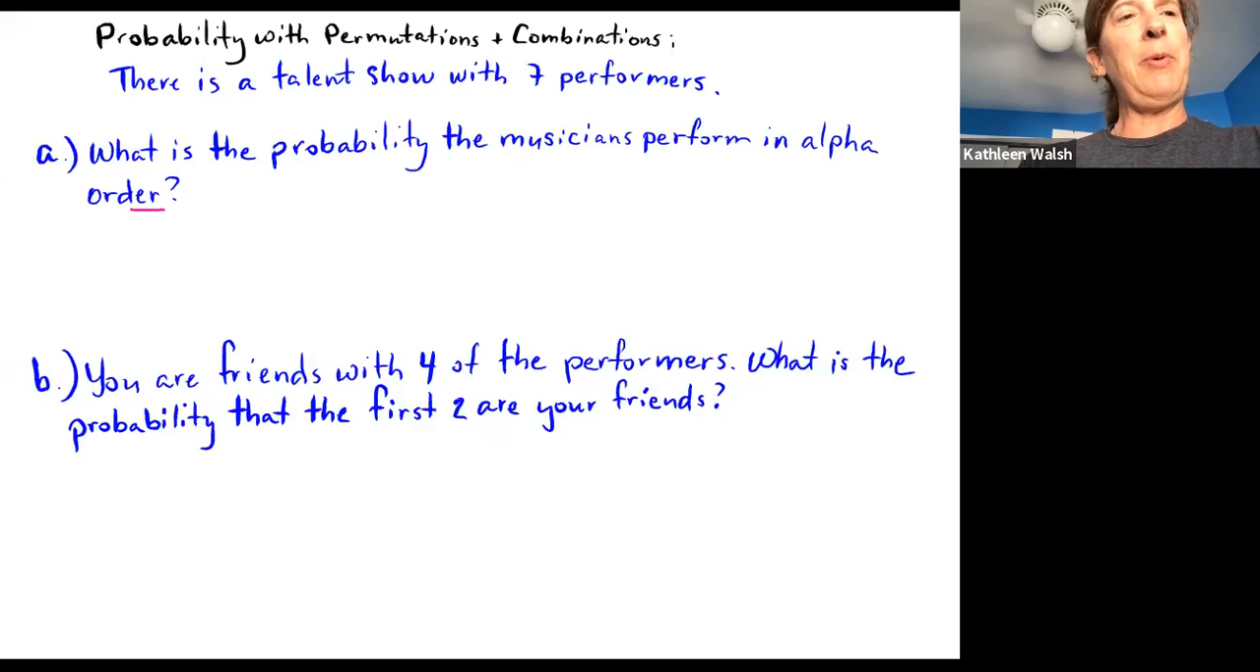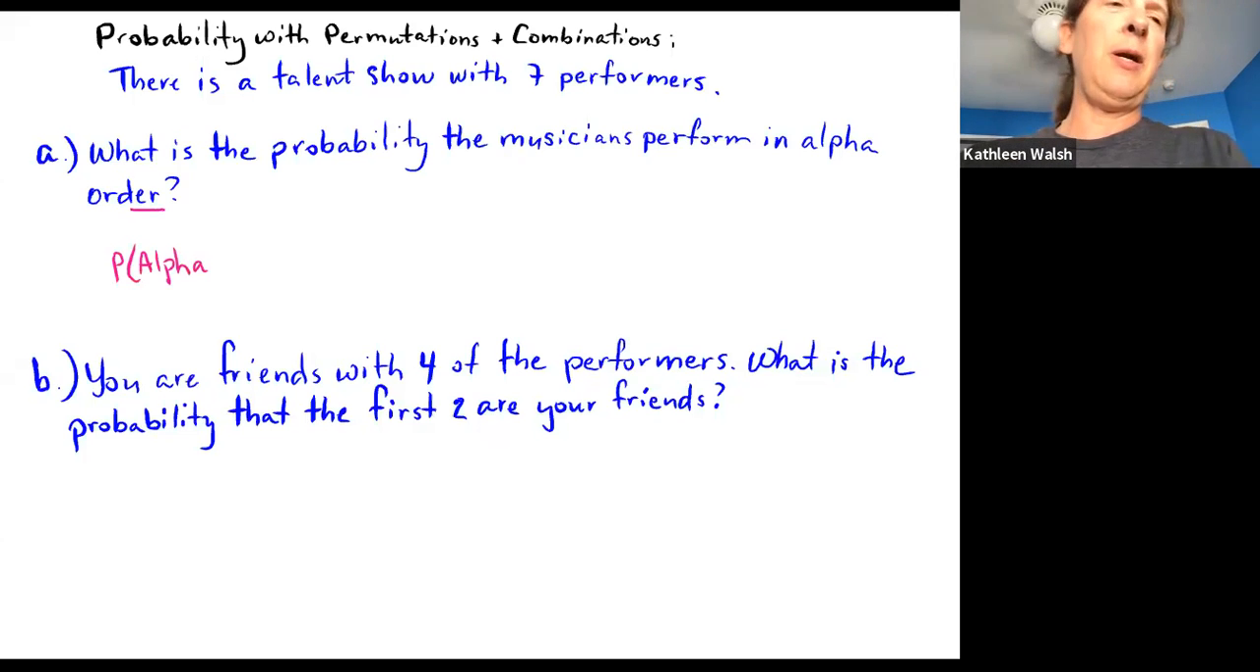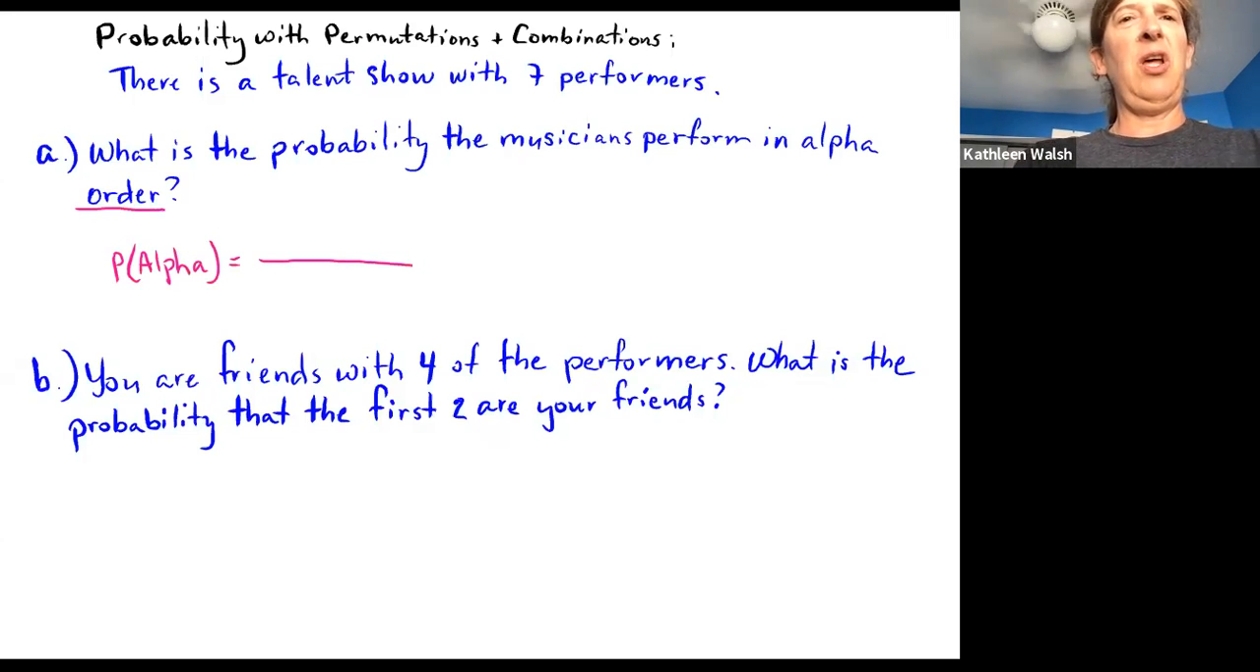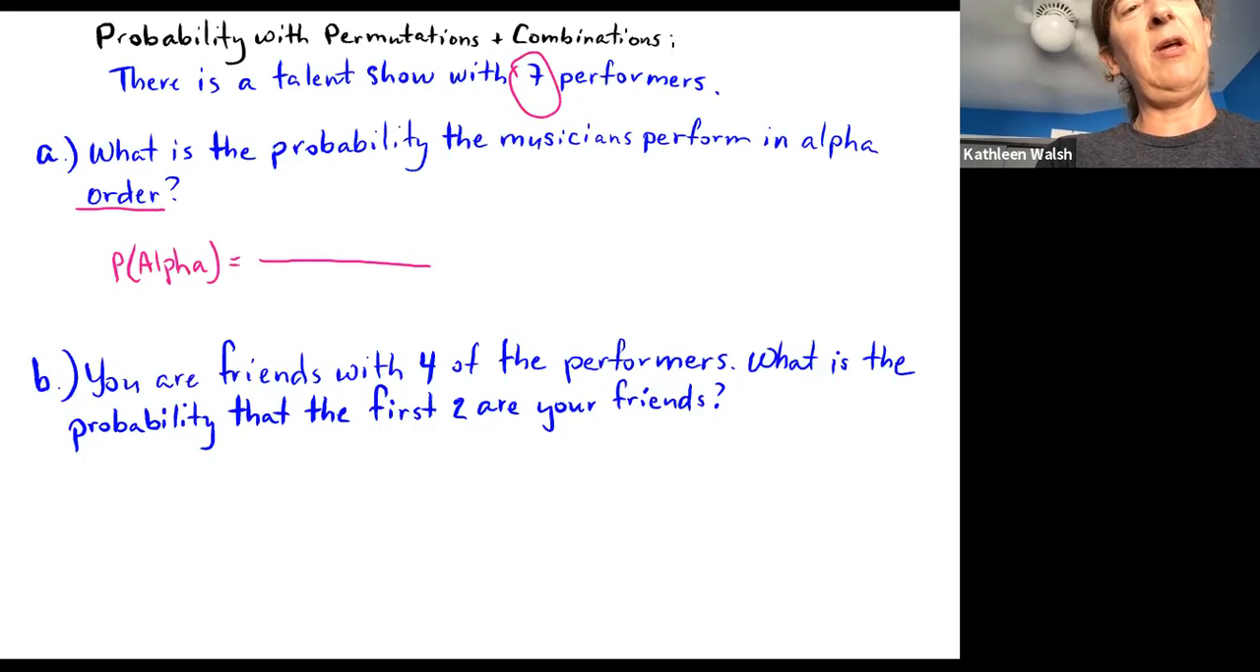So I want the probability of alpha order, and I've got to set it up with a numerator and a denominator. I want to look at the denominator first, because my denominator is my total possible outcomes. And the total possible outcomes is the 7 performers, okay? And we're looking at how many permutations of 7 there are. So we are looking at 7 factorial.